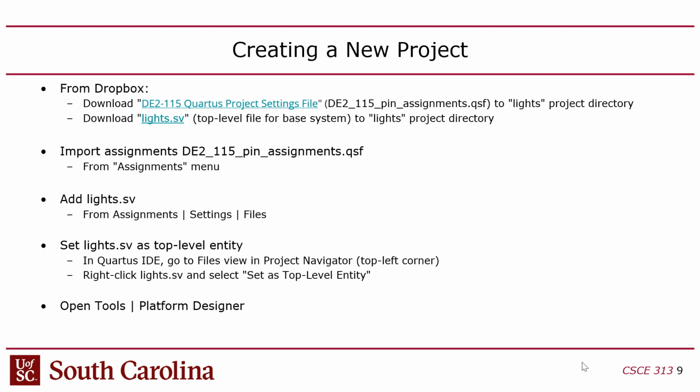And then you can also download lights.sv. Hopefully that's on Dropbox. If not, I'll add it. Lights.sv is the top-level design that we used to just give you in 3.13 because you couldn't write that yourself, because you hadn't taken 6.11 yet, because we don't sequence 6.11 and 3.13. Now in this class we do, so you would have had to take them both, but I'm still going to give you the top-level file for that. You can, of course, add to it or modify it. So you import that, and then set lights.sv as the top-level entity, and then you open Platform Designer, okay?